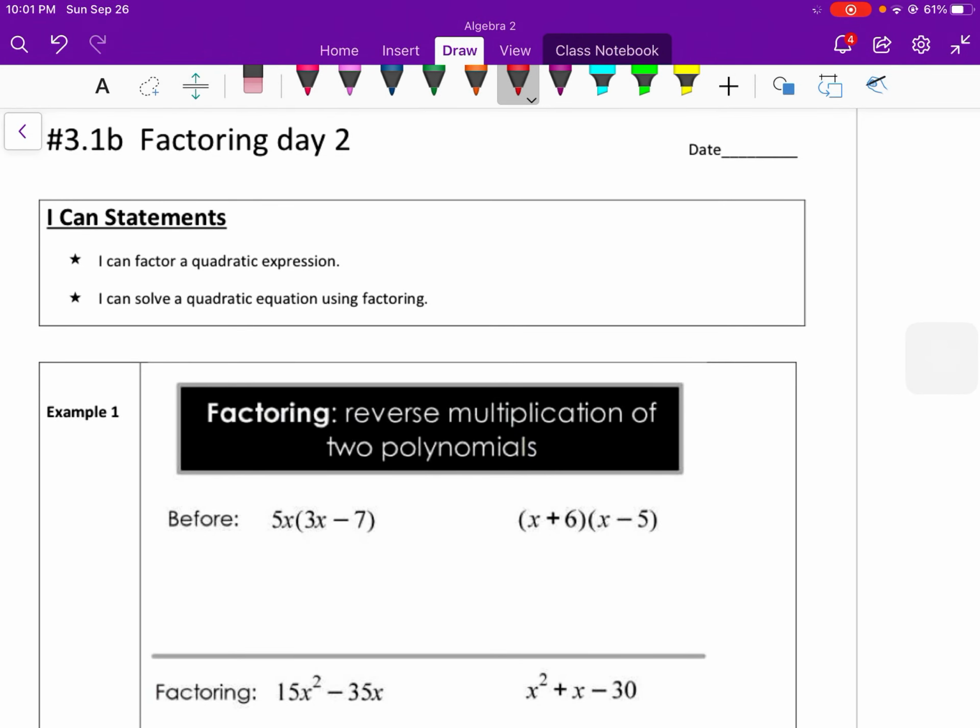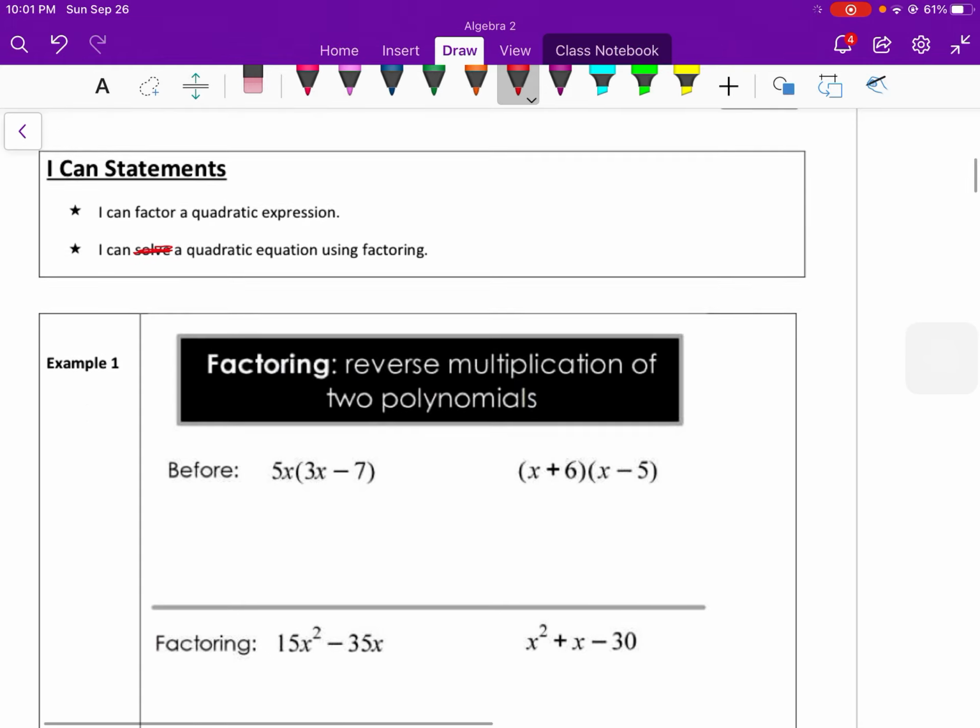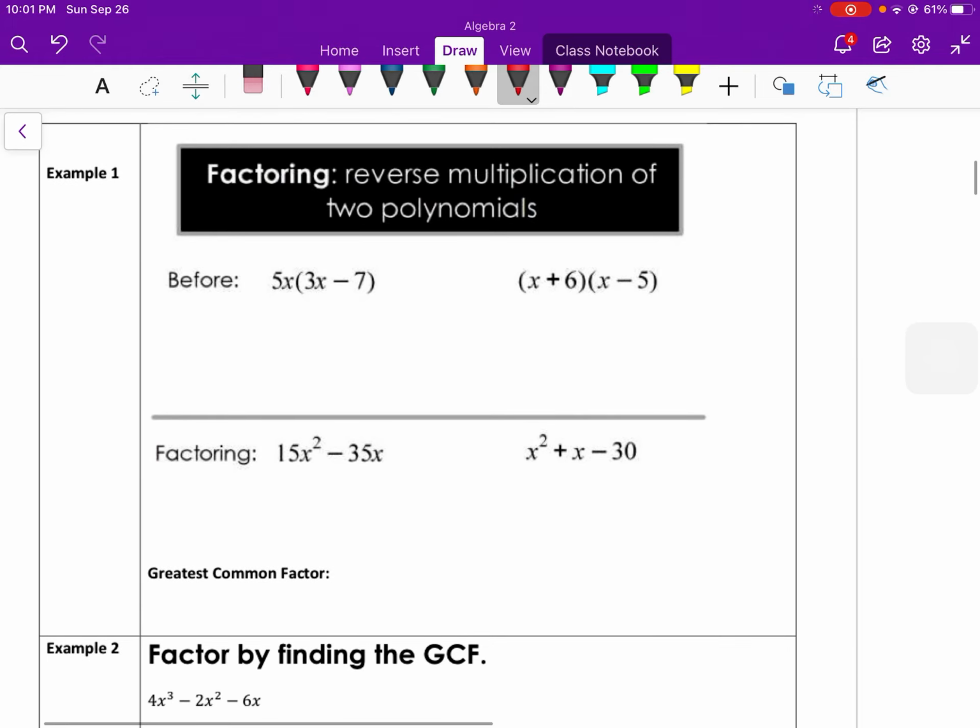All right, 3.1b, factoring day 2. So we're going to want to factor all quadratic expressions, including a equals 1 and when a does not equal 1. And then we're going to solve tomorrow, so not solving today.